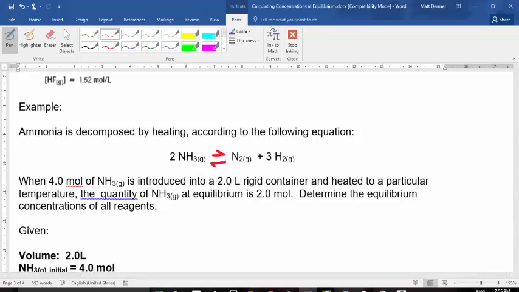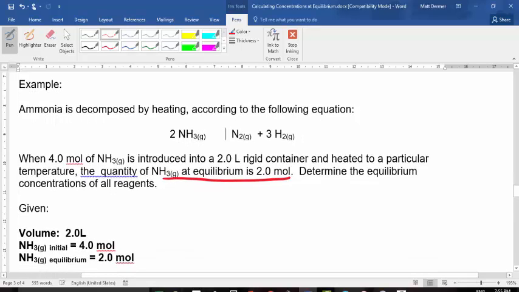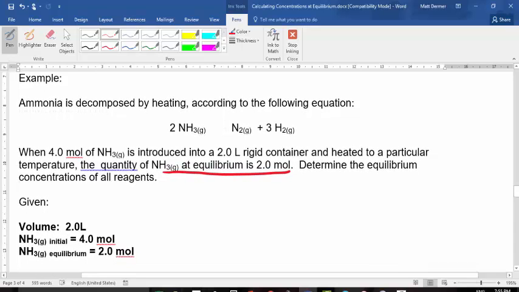All right, so we're going to start off with 4 moles of ammonia introduced into a 2-liter container, heated up to a particular temperature, and then at equilibrium, the amount of ammonia at equilibrium happens to be 2 moles. So we're now asked to figure out the equilibrium concentrations of everything else. So again, we're told that we have a 2-liter container. We have 4 moles of ammonia to begin with, 2 moles of ammonia at equilibrium.